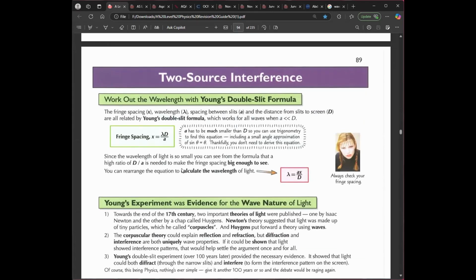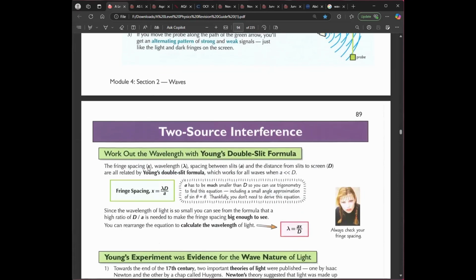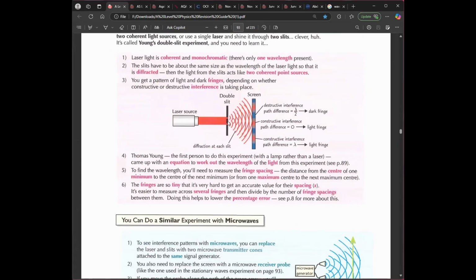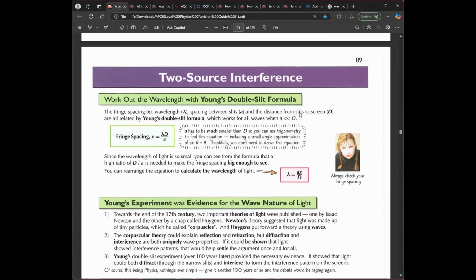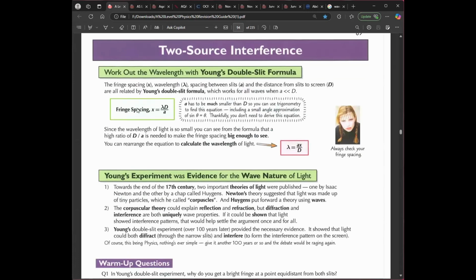Again, coming to some formulas, you can quantify what you saw in the double slit experiment. You can find the fringe spacing, which is the spacing between these dark and bright spots. The fringe spacing is x, the wavelength is lambda, the spacing between the slits is denoted by a, and the distance from the slits to the screen is d. These are all related, and this is the formula that you just need to remember. We don't need to derive this. So the fringe spacing is x equals lambda d over a.